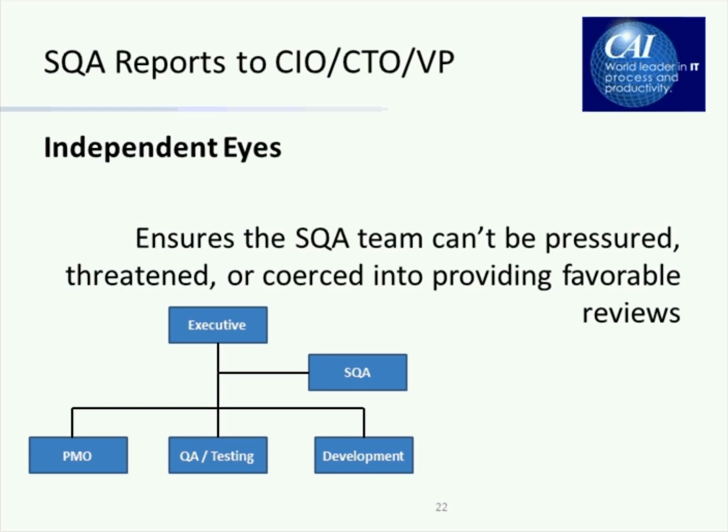With that little bit of coercion right there, he basically said that I can't do my job in the quality assurance role or I'm going to lose my job. And that's why it's important for the SQA teams to be independent of development and the PMO, so that you can't be pressured into providing favorable results.